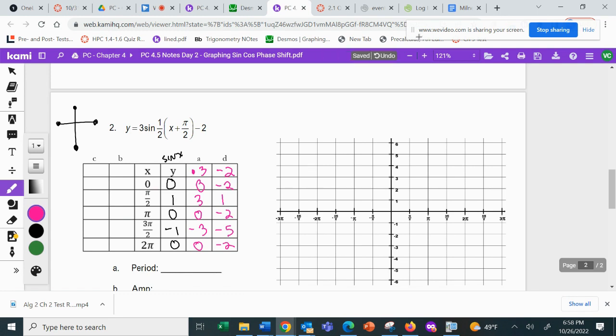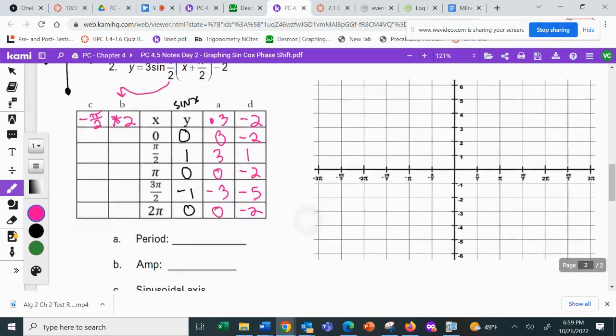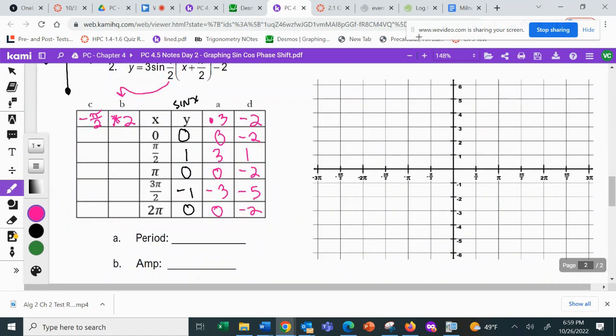The b values, because there's a 1/2 here, we do the reciprocal, times by 2. And then the c values, we do the opposite of add pi over 2. We're going to subtract pi over 2. So I'm going to fill out the information to show you how you can fill it out. And I will go ahead and graph it as well, just in case. If you just need the information and you don't need the graph, you could sign off early.